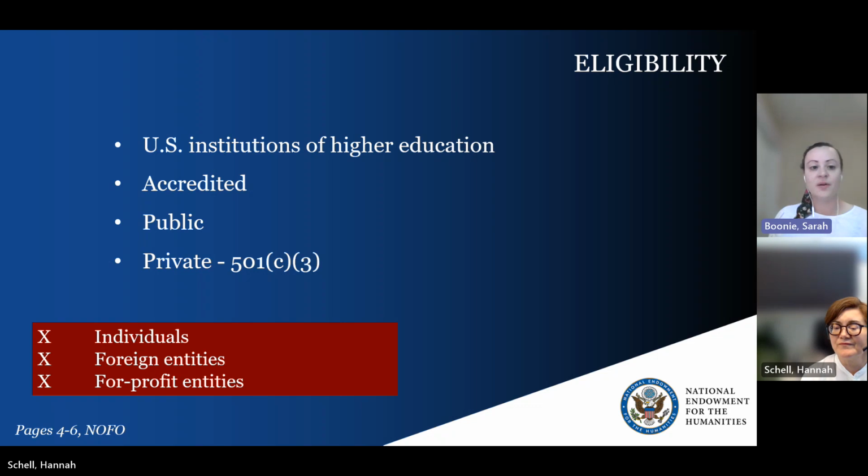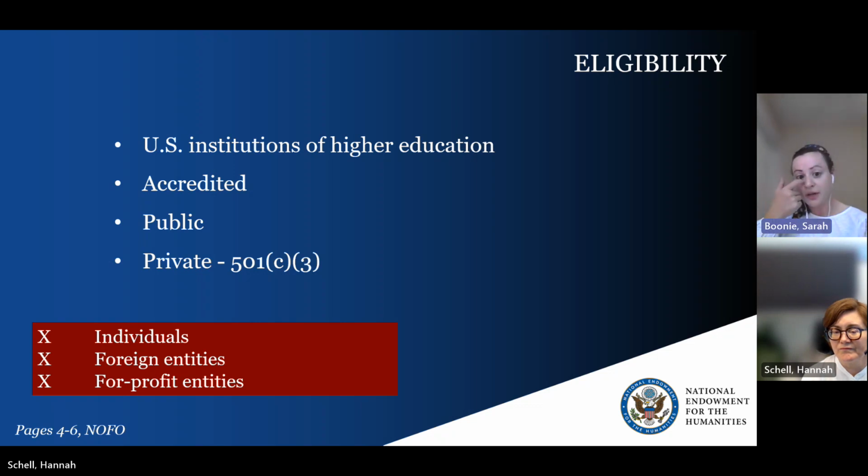So the next section of the NOFO, section C, describes eligibility. We talked about this in the first webinar, but it's worth reiterating. So a few words about the baseline eligibility criteria for submitting an application for Humanities Connections. Applicants must be an accredited U.S. institution of higher education, either public or private, with 501c3 status, including community colleges, four-year public and private colleges and universities, liberal arts colleges, research universities, historically Black colleges and universities, tribal colleges and universities, Hispanic serving institutions, and Asian American and Native American Pacific Islander serving institutions.